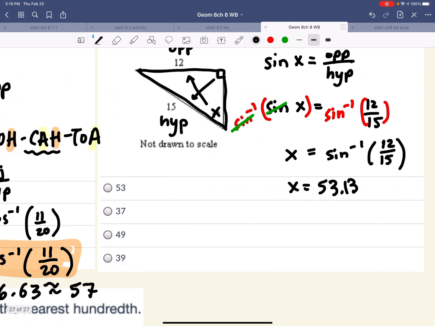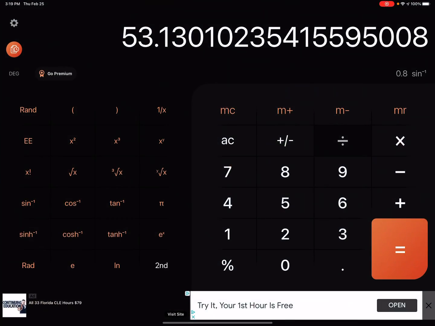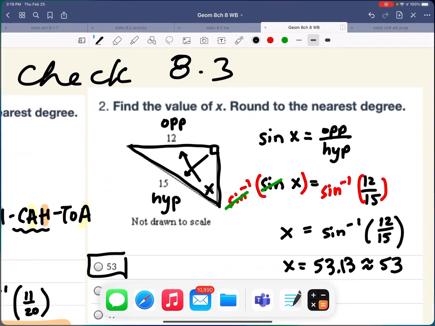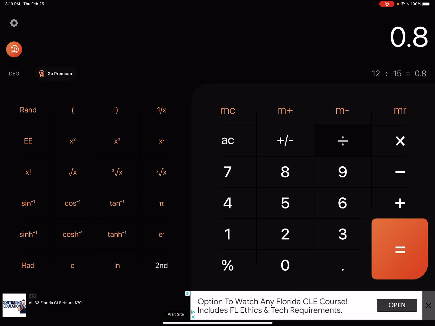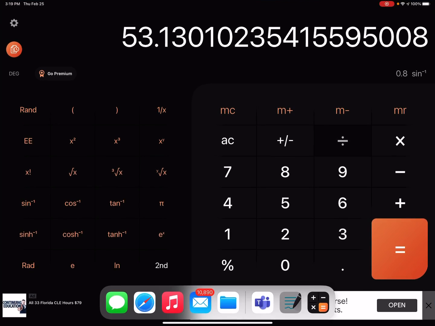So what are my choices? It looks like my best choice here is 53. Let me show you how you do that calculator one more time in case you missed it. We'll start over. What is my ratio? It's 12 over 15. So I take 12 over 15, enter, and then I can make sure I hit my second button, sine, 53.13. Nice work.